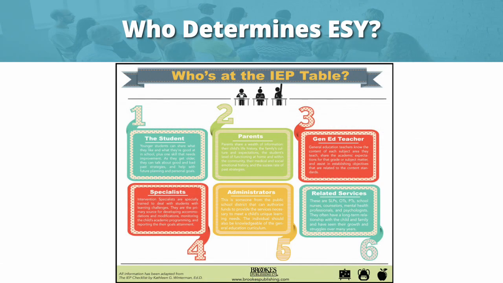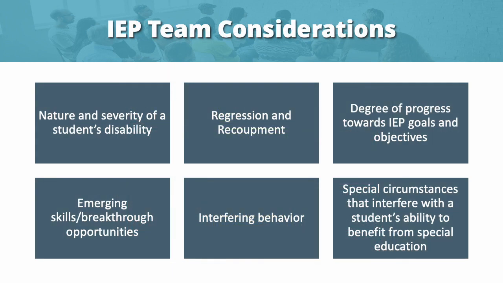IEP conversations take place as part of a student's IEP meeting. Players include the student, parents, general education teachers, specialists, administrators, and perhaps related service providers. When making determinations surrounding ESY services, IEP teams will want to focus on the following considerations: the nature and severity of a student's disability, regression and recoupment, the degree of progress toward IEP goals and objectives, emerging skills or breakthrough opportunities, interfering behavior, and any special circumstances that interfere with a student's ability to benefit from special education. Let's examine each a bit more closely.